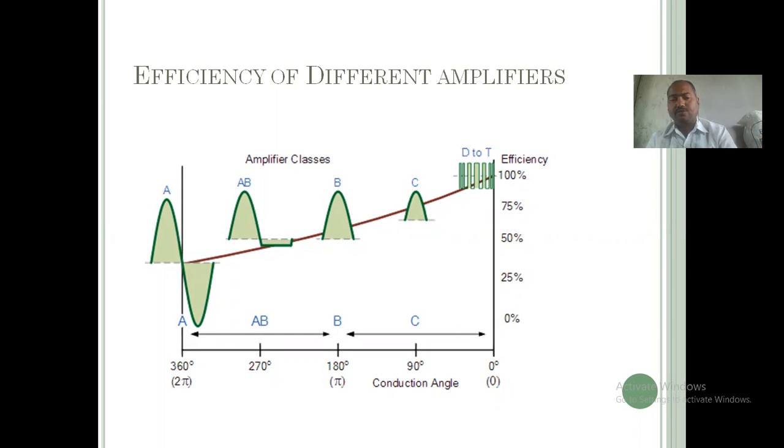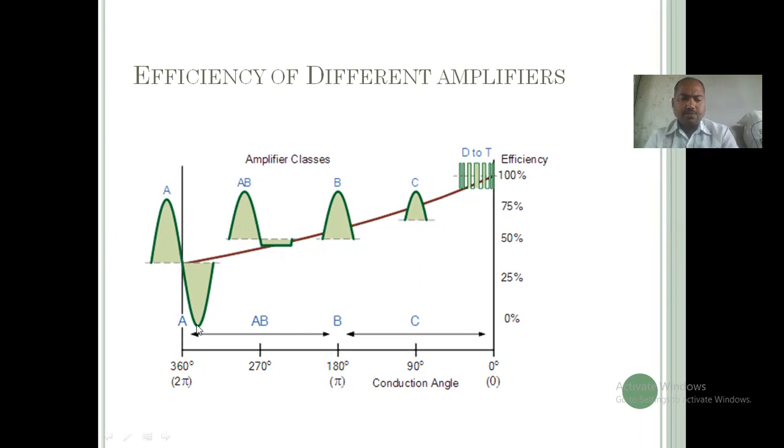Another thing with respect to the class A type of amplifier is that it has a lesser amount of efficiency, but in some cases where we require a linear output, in that case we have to prefer the class A type of amplifier. In this diagram, see, here is the conduction angle and here is the efficiency. See, this angle indicates the conduction angle, and this indicates the efficiency.